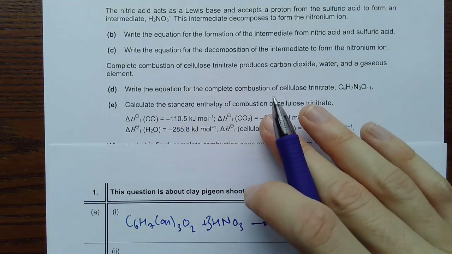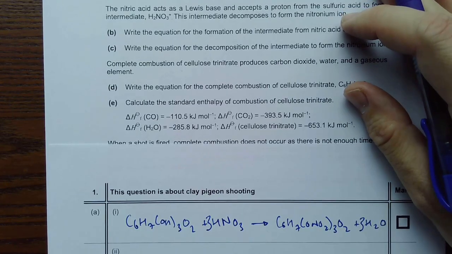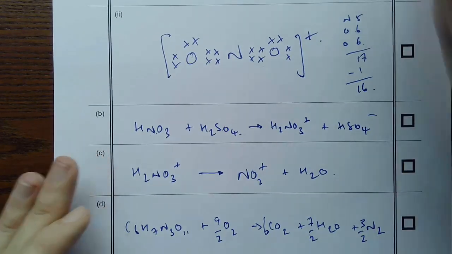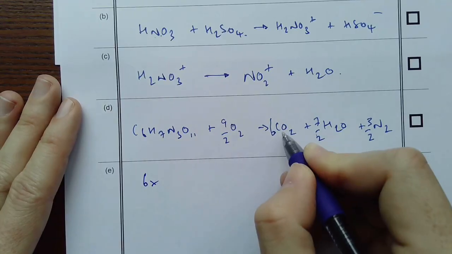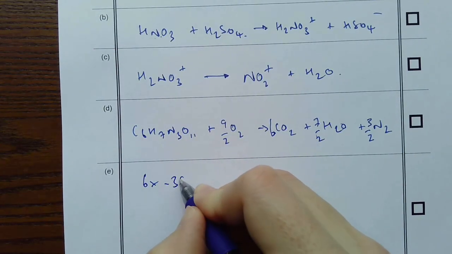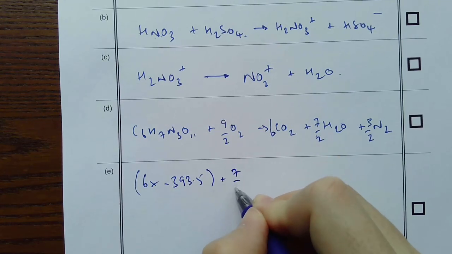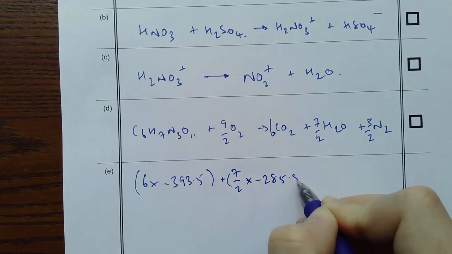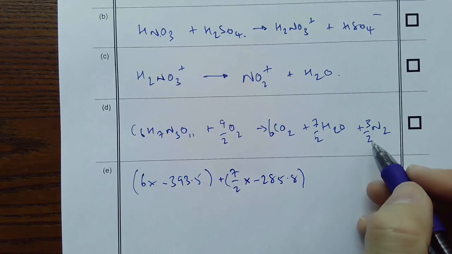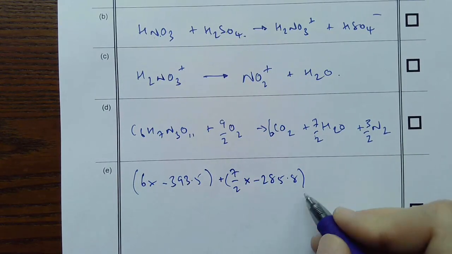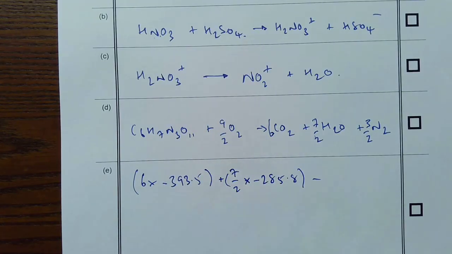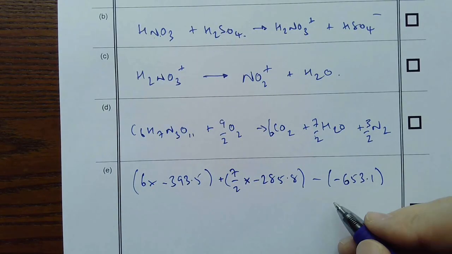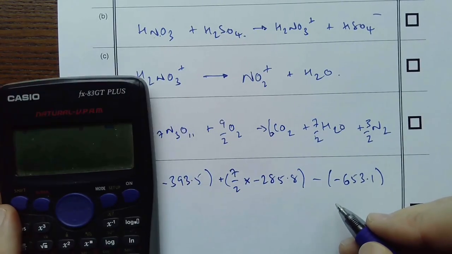So I can just go ahead and start putting these values in. As it's formation data, it's going to be a products minus reactants situation. So you'll see it's going to be 6 times my carbon dioxide formation, which is minus 393.5, plus 7 over 2 times my water formation, which is minus 285.8. Nitrogen is an element, so there is no enthalpy of formation for that one, and then I subtract my cellulose trinitrate. I've only got one of those, so it's going to be minus 653.1.